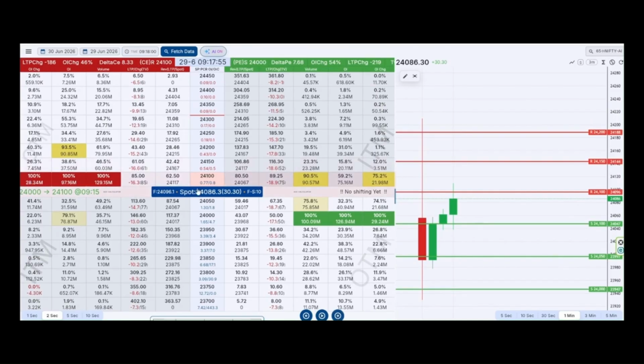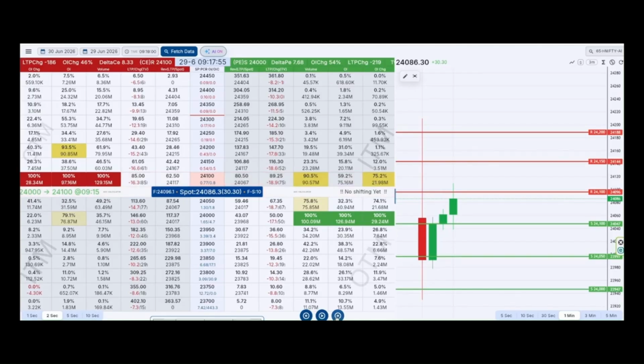Now observe the data carefully. We can now see that 24,100 has become the strongest resistance. Most of the call writers have shifted their positions to 24,100. Look at the volume column. The call volume at 24,100 is the highest. The call OI is also the highest, and the OI change is close to 100%. All three values indicate that 24,100 has become a very strong resistance.